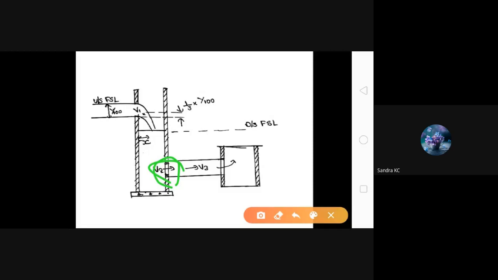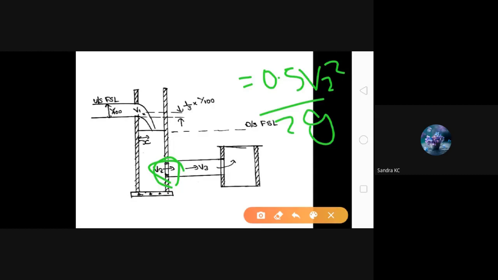Okay, in order to determine the head loss at entry, we have an equation. Head loss at entry equal to 0.5 into V2 square divided by 2G. Okay, 0.5 into V2 square divided by 2G.